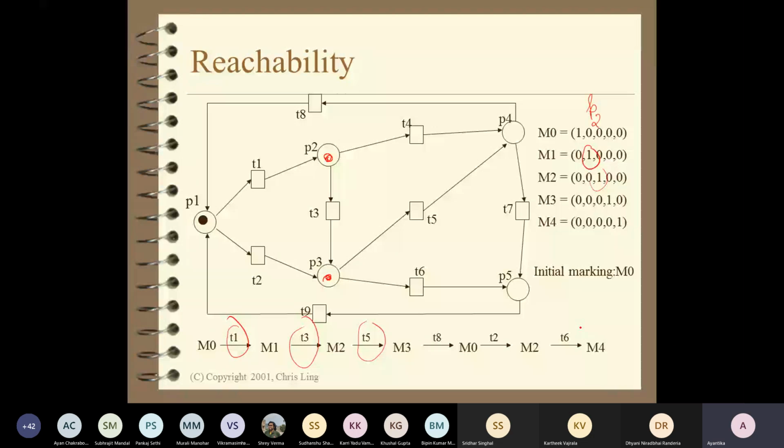So based on this matrix, there are two ways. From these transitions, you can form this matrix. And from this matrix, you can get the idea what are the possible reachable states starting from this initial marking M0. That's why this is called the reachability matrix. Clear? Now, how is it important? Why should we analyze this reachability matrix? Let's see with an example.